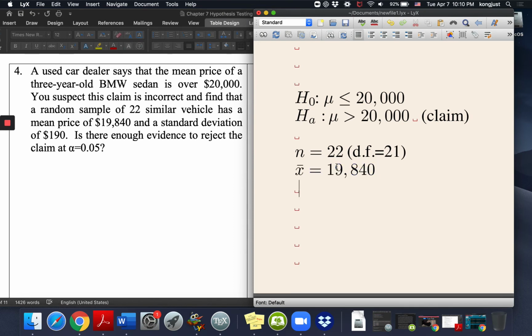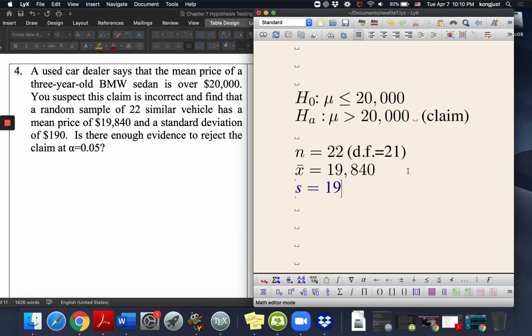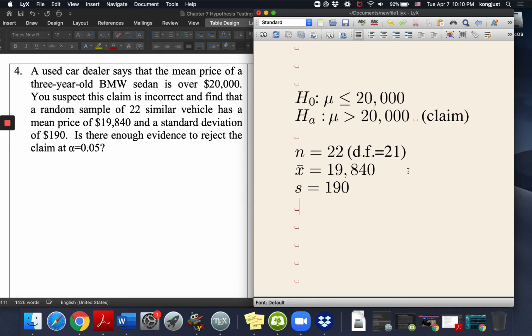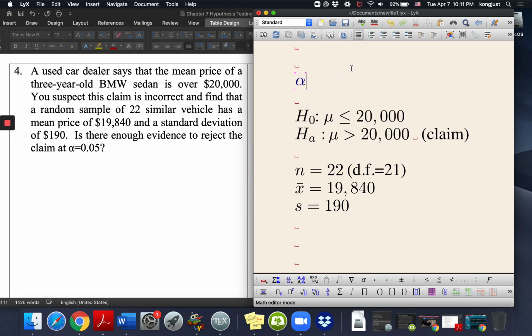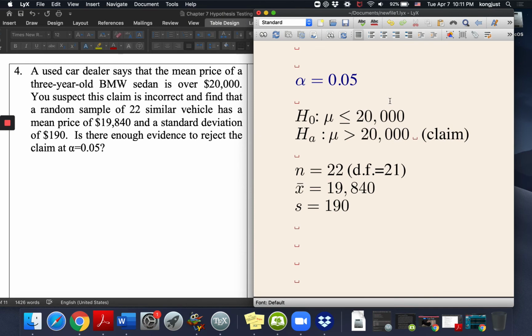Okay, sweet. What else do we know? The standard deviation of that sample that we have is 190. So that means S is 190, not sigma, because this is for the sample only, right? We also know alpha. I'm going to put alpha up at the top. This is kind of like a big overarching idea. We're not going to use that until the end. Alpha is 0.05. All right, so this is all the information gathered.